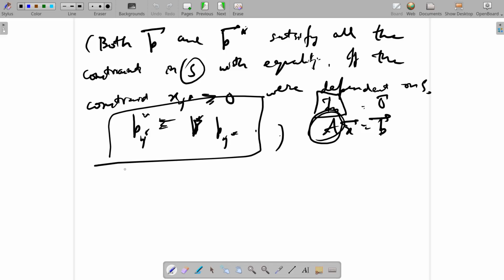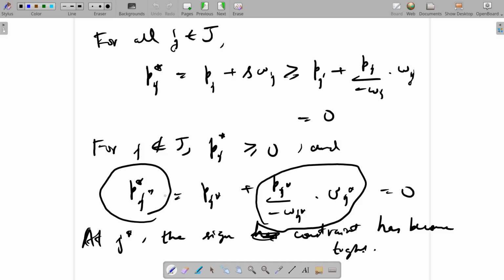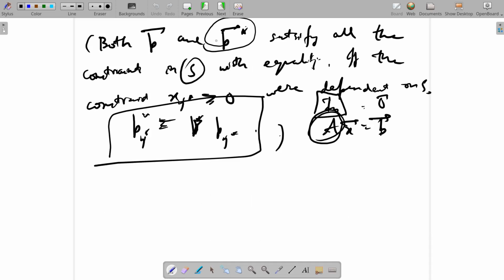So essentially what we have done is shown that both p and p star are points which satisfy all the constraints in S with equality, but this p star has an additional constraint, which is p star j star equals 0. It is tight at that point, and that is in fact linearly independent. So we can replace S: S is sent to S union j star, and p is sent to p star, and then you can repeat this process, then perturb p star accordingly, and so on.